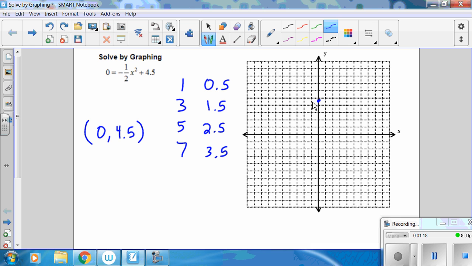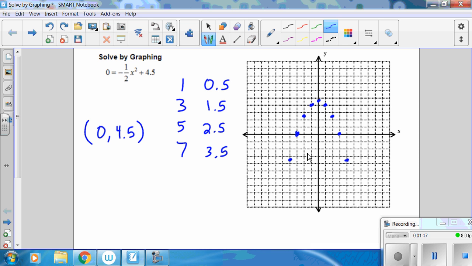So we're going to go over 1, down a half. There's the half here. Then over 1, down 1.5. Then over 1, down 2.5. Over 1, down 3.5. Do the other side. Down a half. Over 1, down 1.5. Over 1, down 2.5. And down 3.5. You could also go down 4.5 if you wanted to.